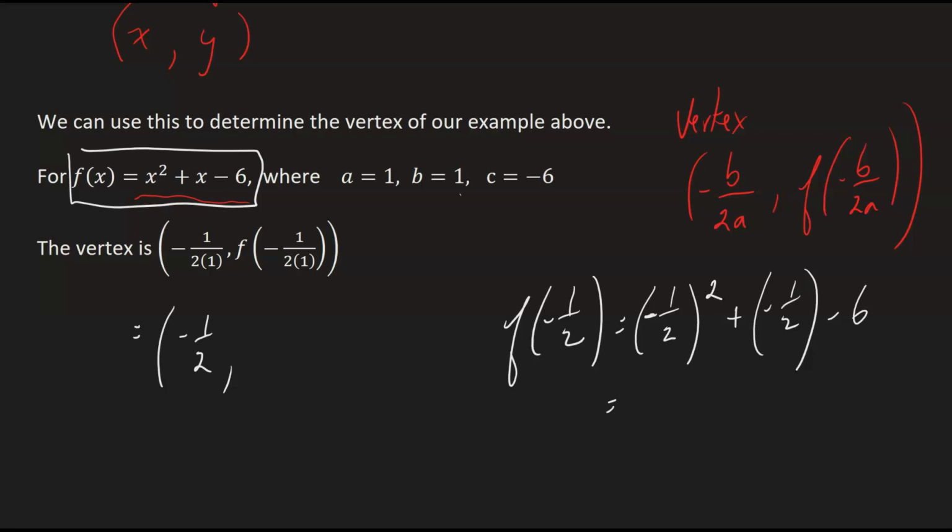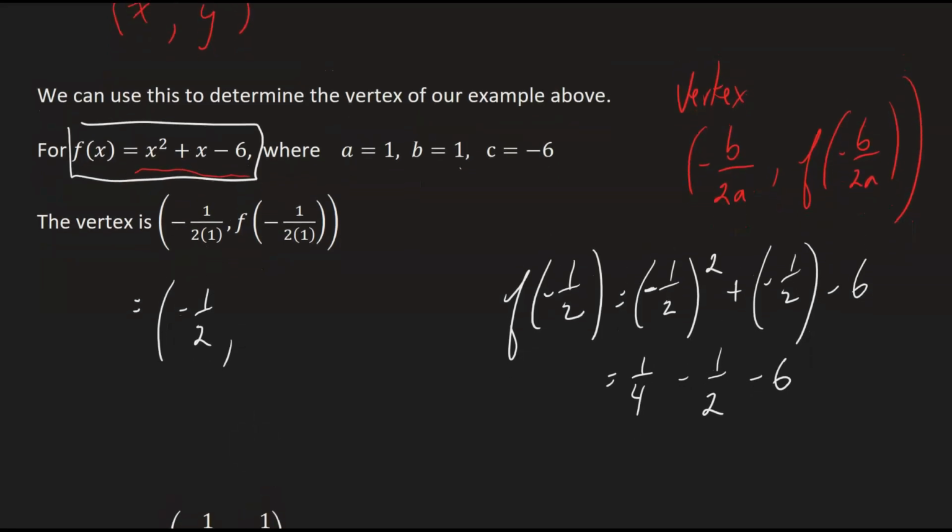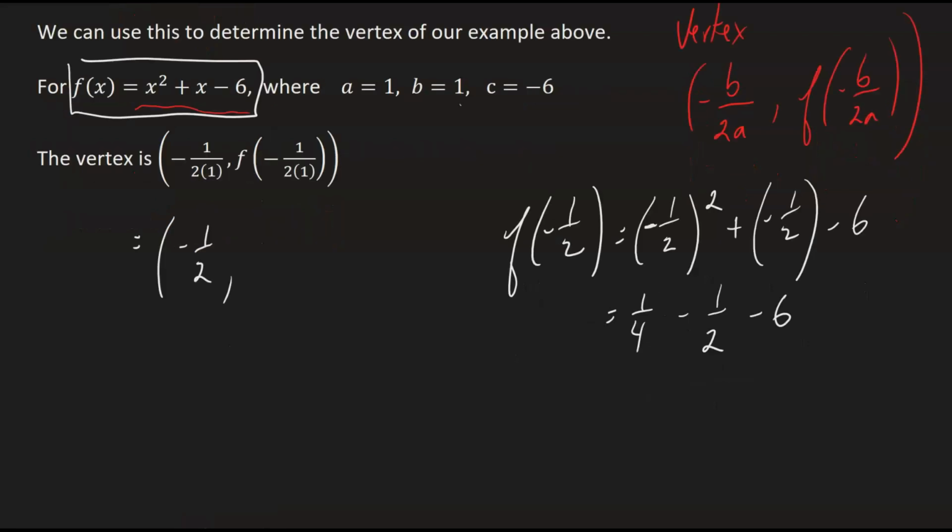Let's work this through. Negative 1/2 squared is 1/4. And adding a negative half is subtract a half, minus 6. We should probably put these all into quarters and then add them up. So in order to add these fractions, we have 1/4 and 1/2 as a quarter is 2/4, and 6 in quarters is 24 quarters.